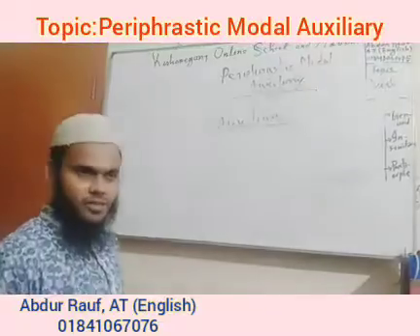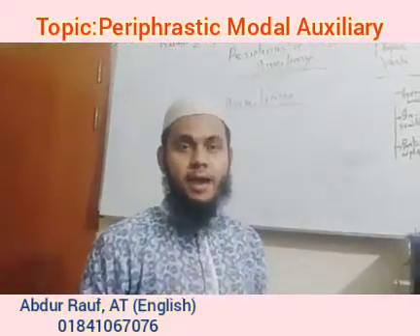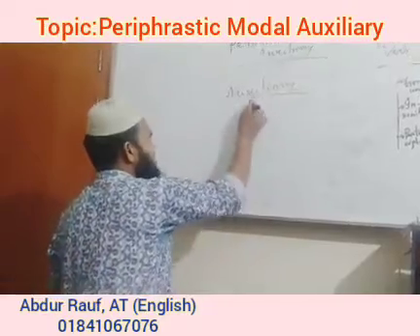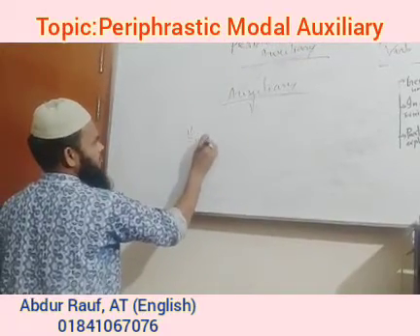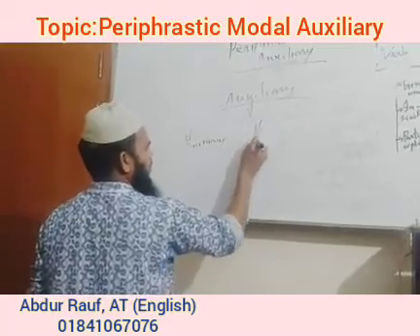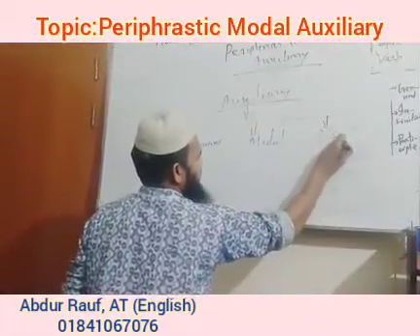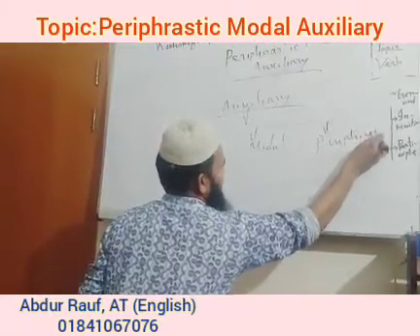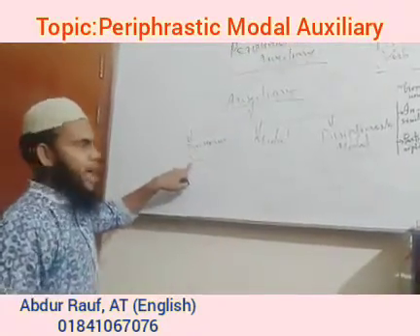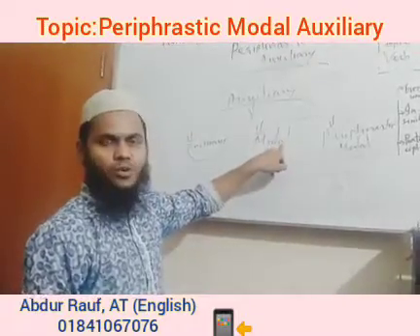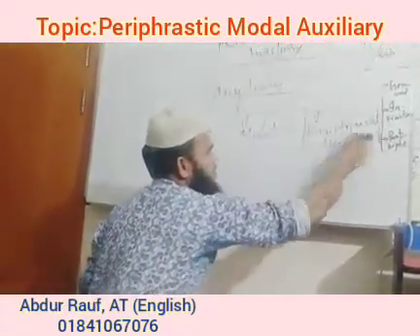What is an auxiliary verb? An auxiliary verb is a verb that is used between the subject and verb, just to help the main verb or the principal verb. But auxiliary verbs can be divided into some parts. This is called primary auxiliary, and modal auxiliary, and periphrastic modal auxiliary. And you know primary auxiliary means to be, to have, and to do. You know modal auxiliary: can, could, may, might, shall, should, will, would. But this is new, periphrastic modal auxiliary.